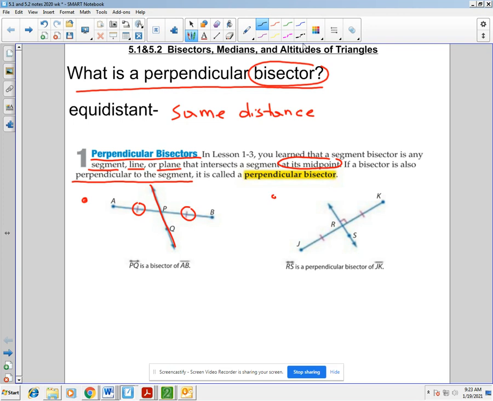Now, if you look at the picture on the right, okay, this segment bisects segment JK, and how do I know it? You see two tick marks, okay? But on top of it, it's also called a perpendicular bisector. Why perpendicular? Because of this, okay? So RS is a perpendicular bisector of segment JK.